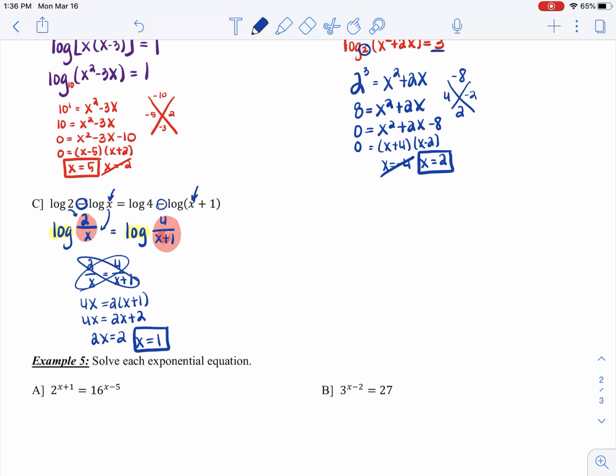If you have to do it on both sides, then you're going to end up with a log on each side, and you can set the arguments equal to each other.